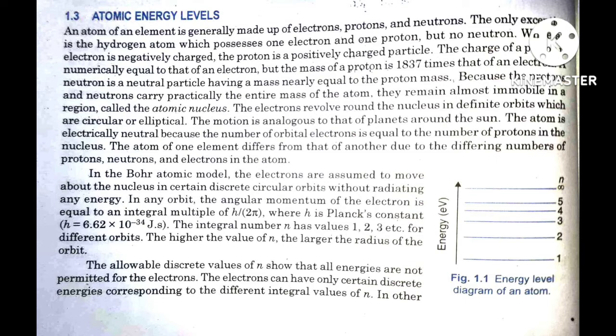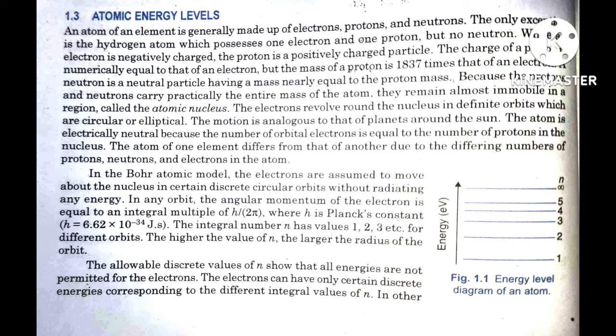A neutron is a neutral particle having a mass nearly equal to the proton mass. The protons and the neutrons carry practically the entire mass of the atom. They remain almost immobile in a region called the atomic nucleus. The electrons revolve around the nucleus in definite orbits, which are circular or elliptical. The motion is analogous to that of planets around the sun.